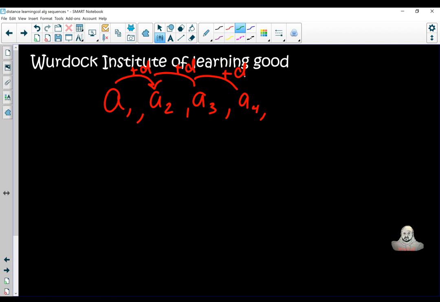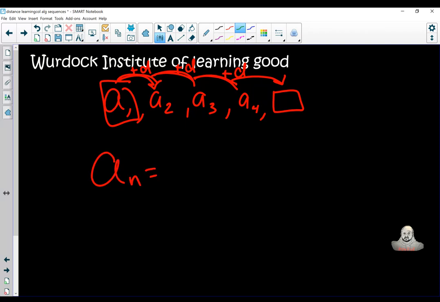And if you think about it, to get to this missing term, you started with your first term here and added d again, added d again, and added d yet another time. This is what's called an explicit formula. It would be written like this. This is the generic way to write it.